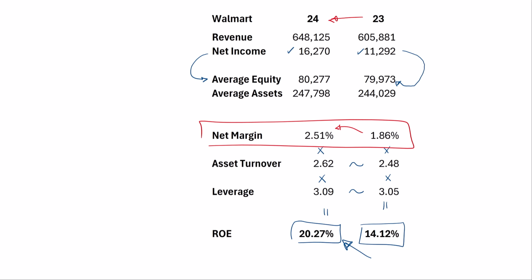I want to break this net margin down into its components, and I'm going to break it down into three components, which makes it easy to remember. DuPont itself breaks ROE down into three components. When you extend DuPont, you break net margin down into three components. That's it. And then you still multiply by asset turnover and leverage. Now, how do you remember this?